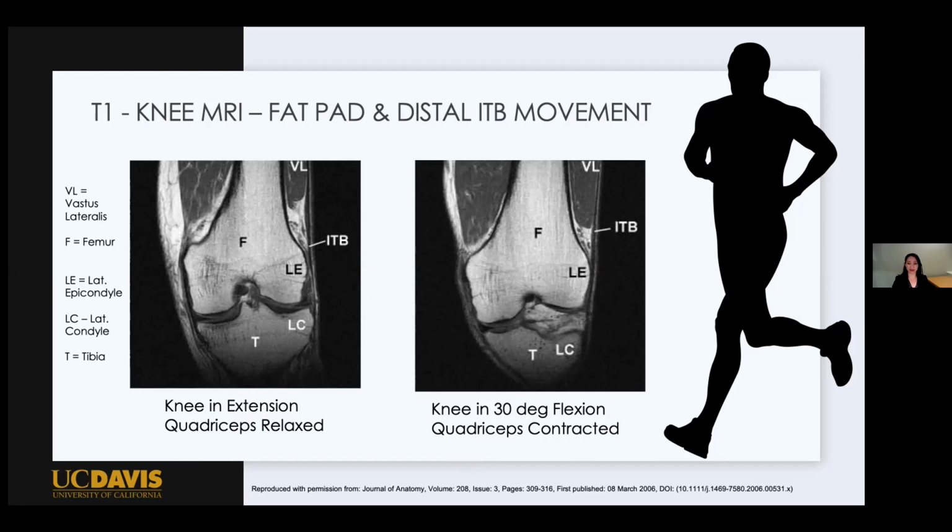Contracting the vastus lateralis with the flexed knee also reduces the space occupied by the fat pad deep to the IT band, and compresses the blood vessels and nerves. Thank you for reviewing the anatomy with me.